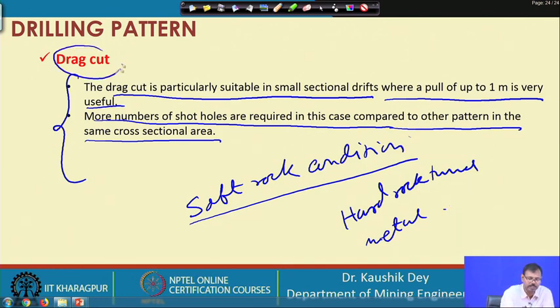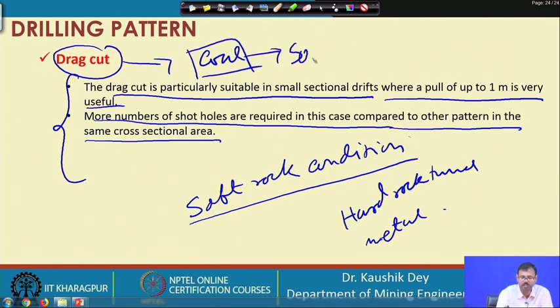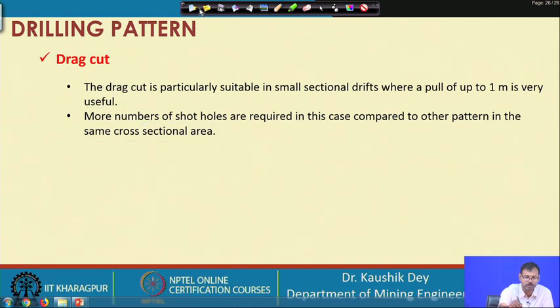Sometimes drag cuts are practiced in coal excavation because coal is very soft in nature, and the number of rows required in the drag cut is less. As it is a half wedge cut, the number of delays required is also less. That is why the drag cut may be used in coal excavation in underground mines.